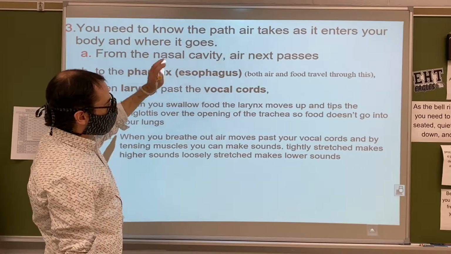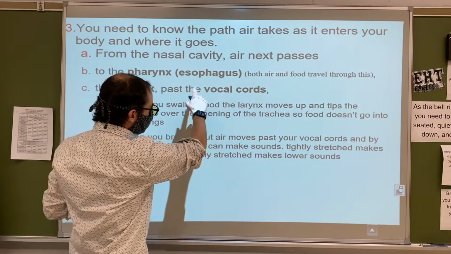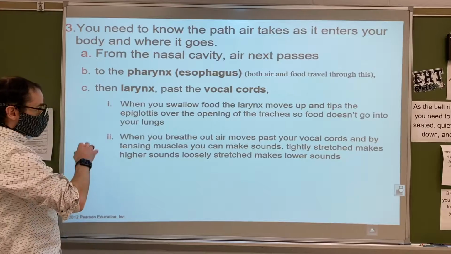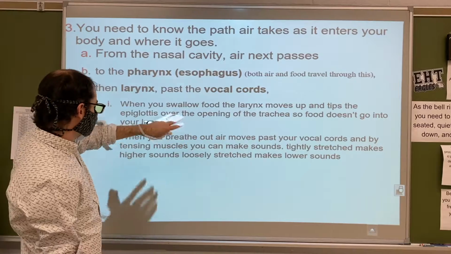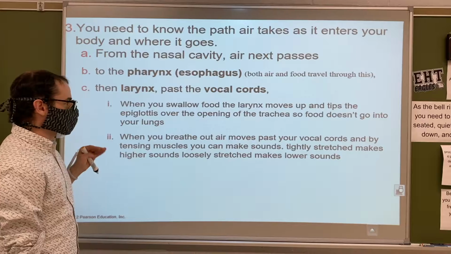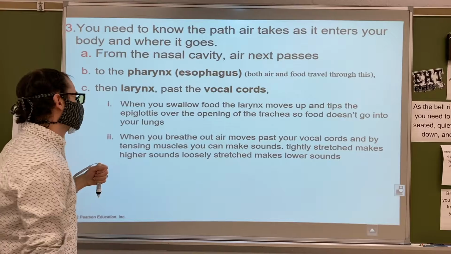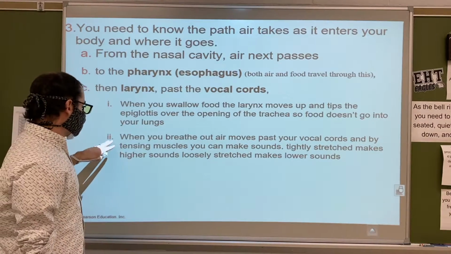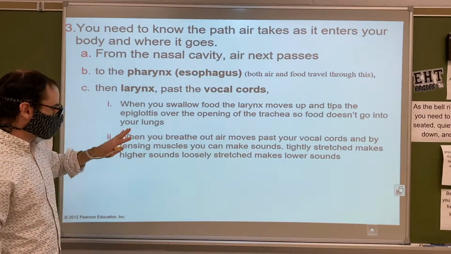Okay, so the esophagus, both air and food move through this. Then there's the larynx, and it goes past the vocal cords, which are used in speech and singing and all that. Some cool things about this system: when you swallow food, the larynx moves up and tips the epiglottis over the opening of the trachea, so food doesn't go down in there. So every time I'm choking on water, I'm like, epiglottis, you got me, because it all didn't work out perfectly, so that's tragedy.